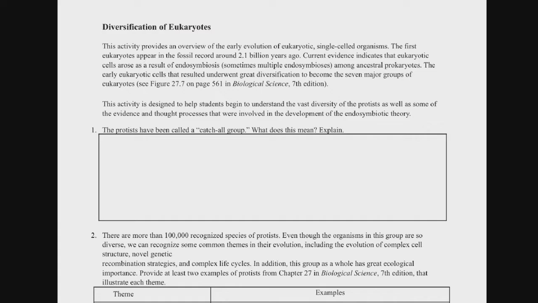1. Protists have been called a catch-all group. What does this mean? Explain. Just to define, a protist is any eukaryotic organism that is not animal, plant, or fungus. So we would call this a paraphyletic group.